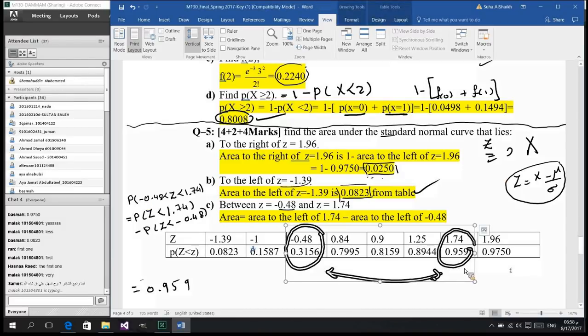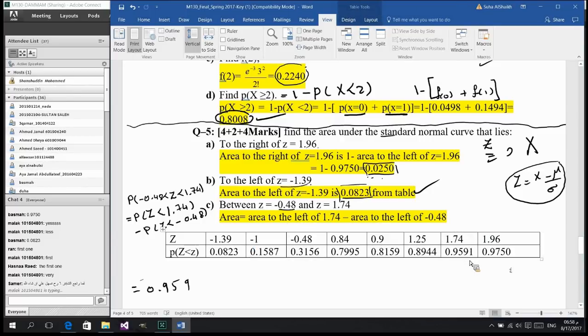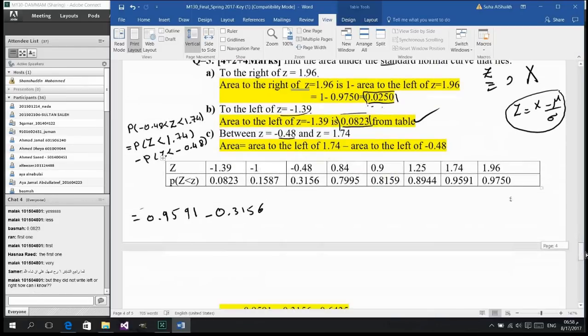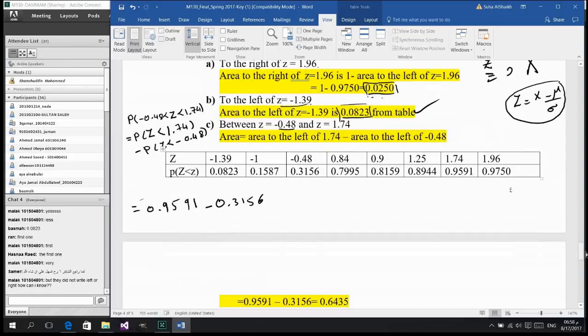What's that here? 0.9591 minus the 0.3156. And here is the result. It's equal to 0.6435.